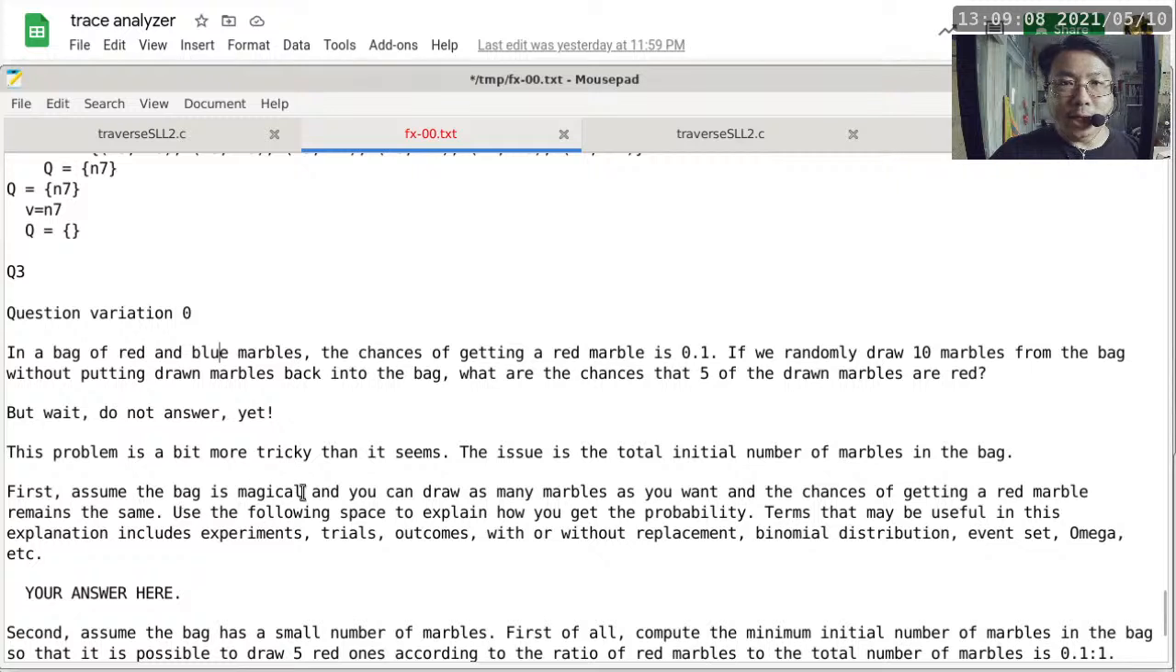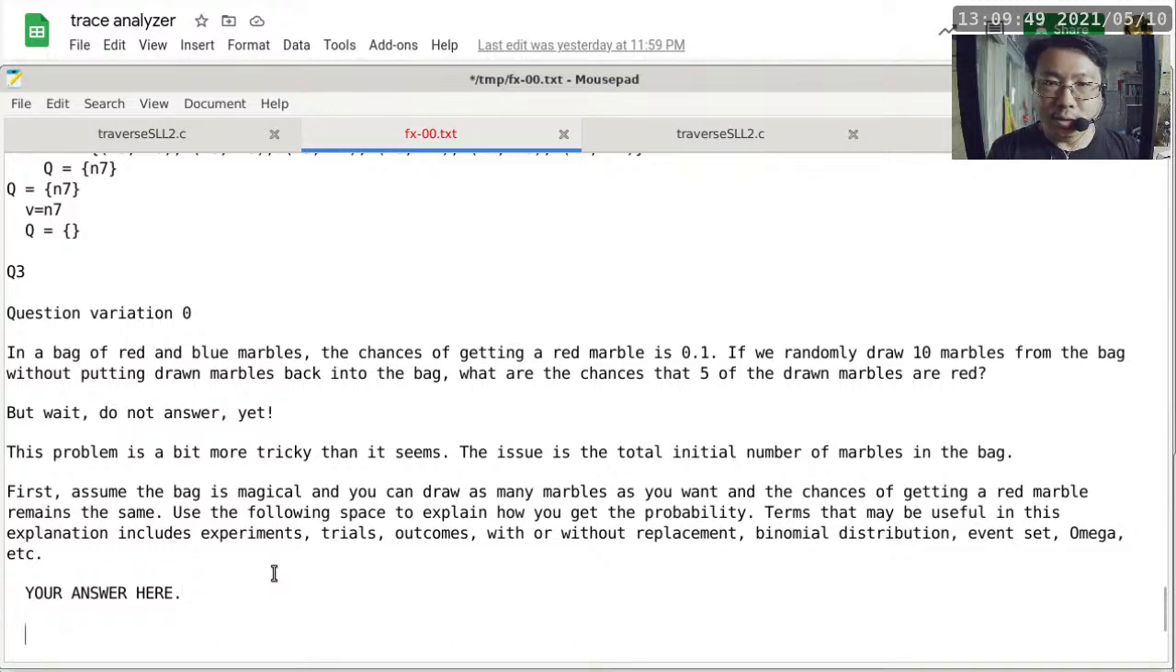First, assume the bag is magical and you can draw as many marbles as you want, and the chances of getting a red marble remain the same. So imagine you have a really magical bag of marbles, and when you draw a marble out, the chances of getting a red marble is always 0.1. Use the following space to explain how you get the probability. Terms that may be useful in this explanation include experiments, trials, outcomes, with or without replacement, binomial distribution, event set, omega, and so on. Okay, so let's try to answer this question.